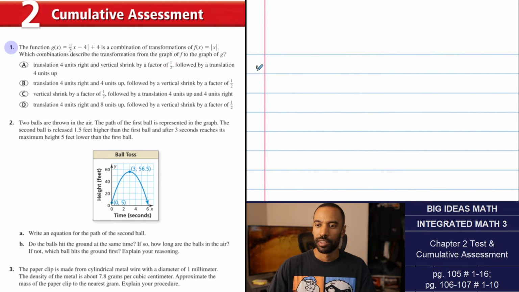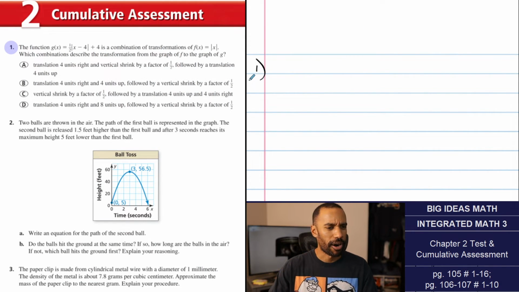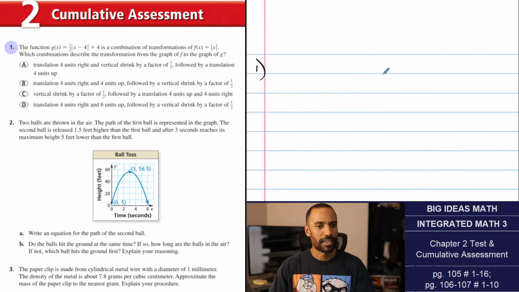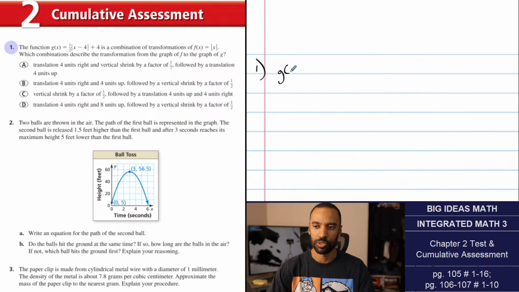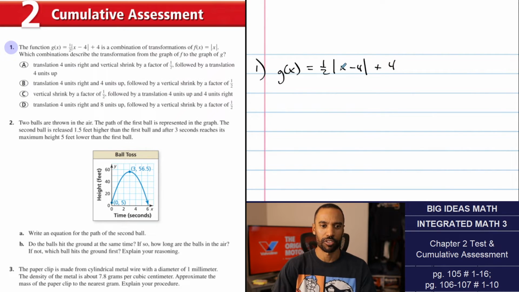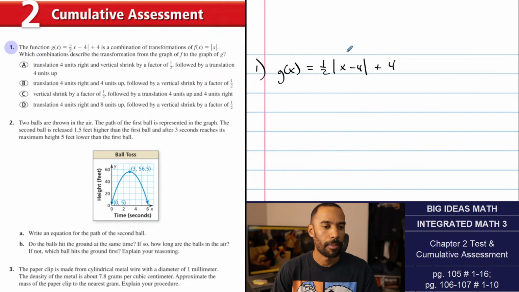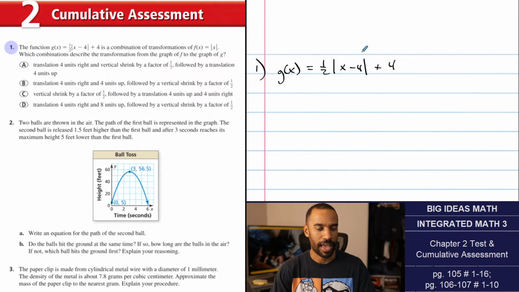Number 1, the function g of, there are 4 parts. The function g of x, it's a multiple choice. Function g of x equals 1/2 times absolute value of x minus 4 plus 4 is a combination of transformations of f of x equals absolute value of x, which is a parent function. Which combinations describe the transformation from the graph of f to the graph of g?